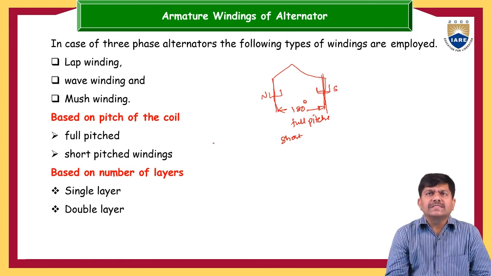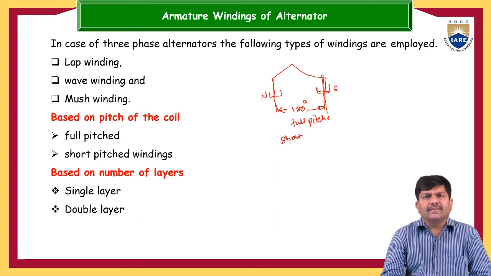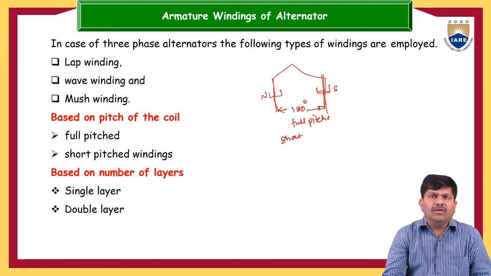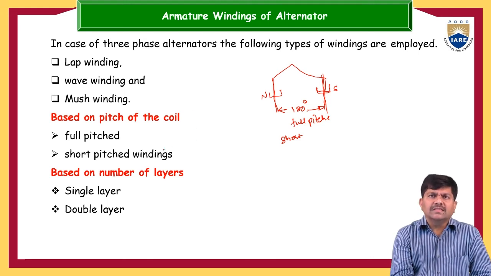So based on the pitch of the coil, these armature windings of this alternator can be classified into two things: one is full pitched windings, and the next is short pitched windings. One more classification is based on the number of layers. Already we have discussed single layer or double layer armature windings. But out of all these classifications, full pitched winding and short pitched winding are very, very important.